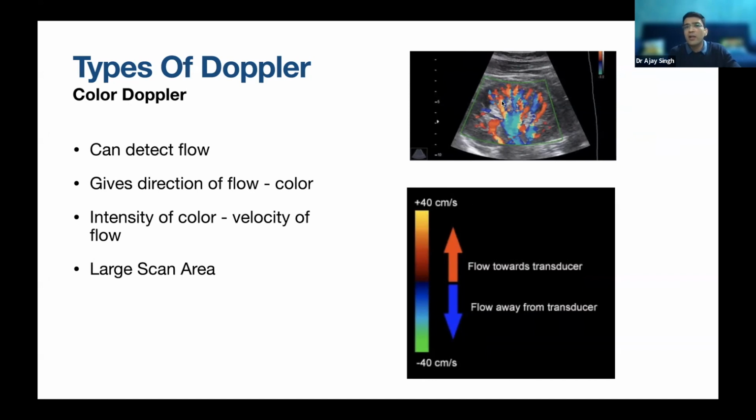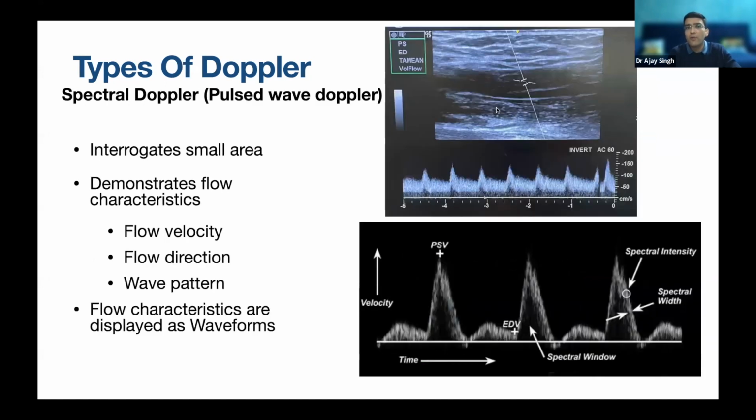In volumetric analysis, we then use spectral Doppler. With spectral Doppler, we are interrogating a small area of the blood vessel, and it gives us a more accurate idea about the flow velocities, flow direction, and wave pattern. All blood vessels, in their normal physiological and pathological states, have typical waveforms, and just by looking at the waveforms, we can know whether the AV fistula is working normally or there is some problem with it, especially low flow or any turbulence.